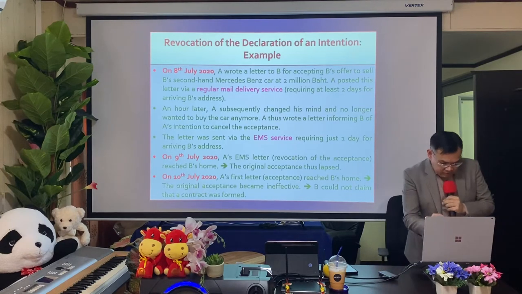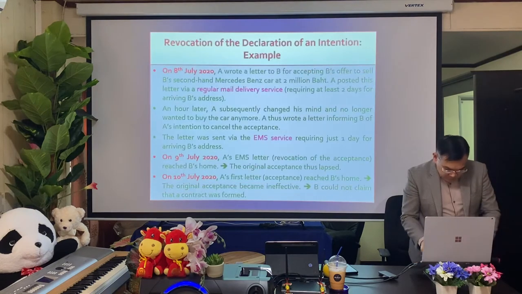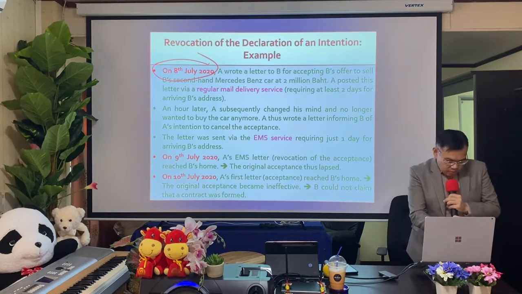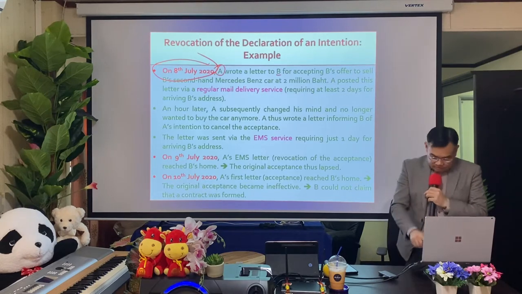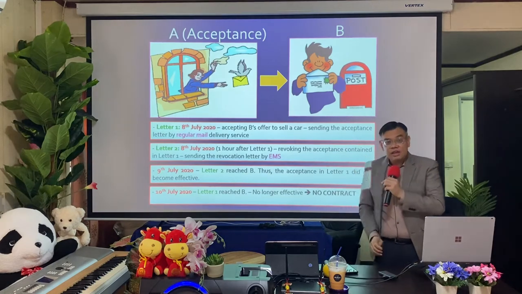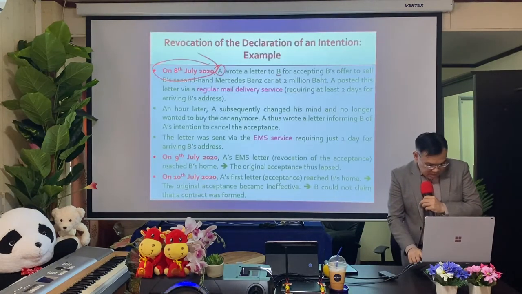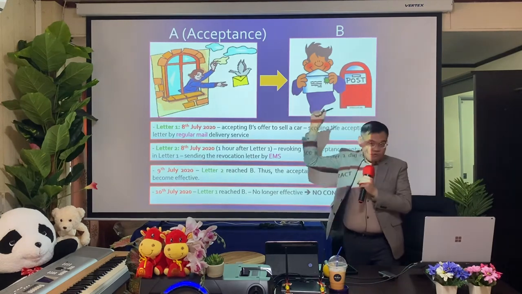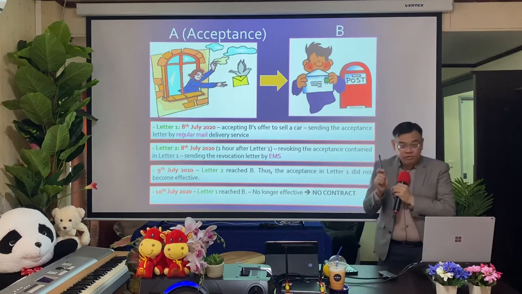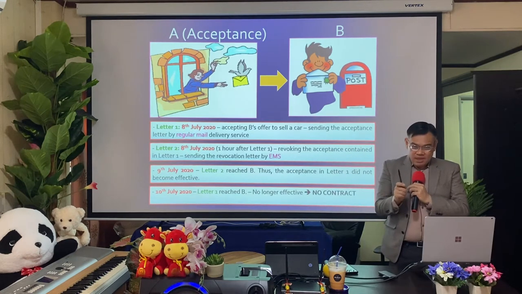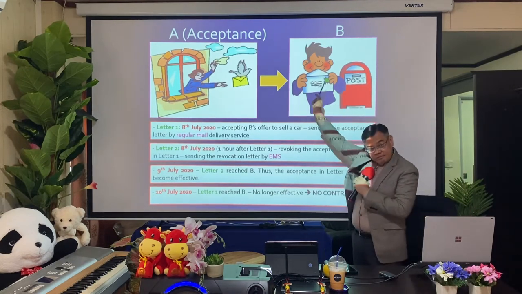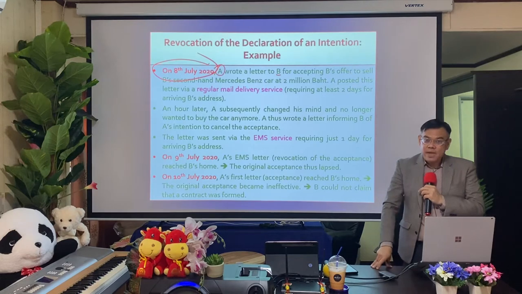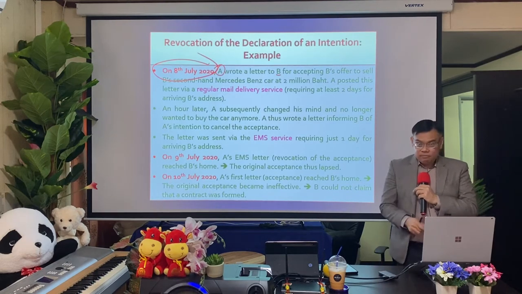Okay, look at this case on the 8th of July. Now the pen works. On the 8th of July, writer A wrote a letter to B. Now that we are going to look at this diagram, B has indeed made an offer to sell B's car. Let's say that B had a Mercedes-Benz, and B has made an offer to sell this car to A, and now A wanted to make an acceptance. A wants to accept B's offer.